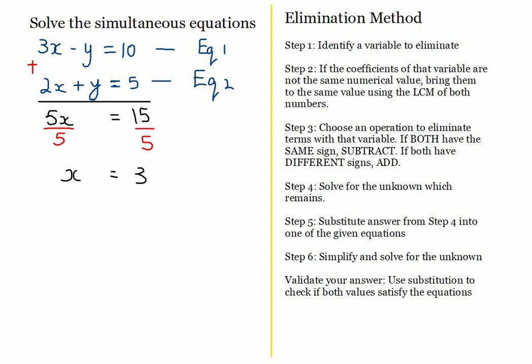Once I have my solution for one of my unknowns, I'm going to move straight into finding my other unknown, because I had two unknowns, so now I must find the other. Let's substitute this value into one of our equations. So now that we have the answer for one of our unknowns, we're going to take one of the given equations and we're going to substitute our answer into one of them. So you can choose either one. I'm going to go with equation 1 in this case.